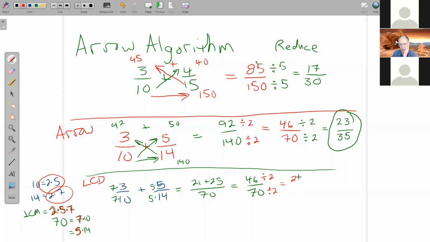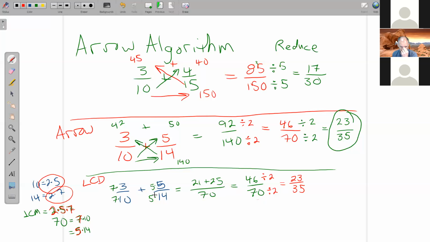Because now that reduces to 23 over 35. Maybe 35 is the lowest common multiple. Let's see, does 10 go into 35? No. Does 14 go into 35? No. Okay, so 35 is not the lowest common multiple. 70 definitely is, but it reduced anyway.